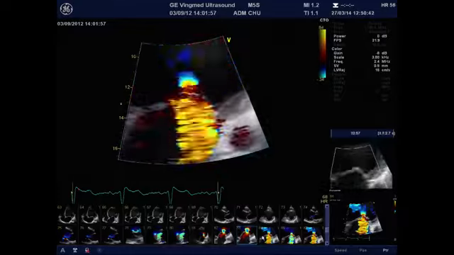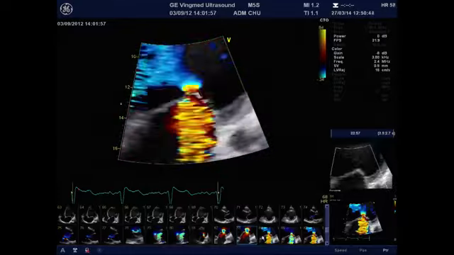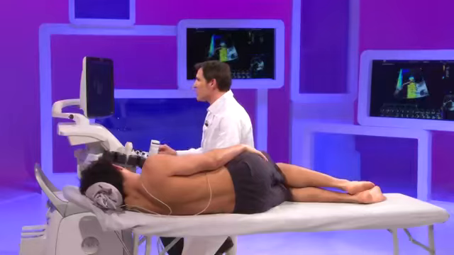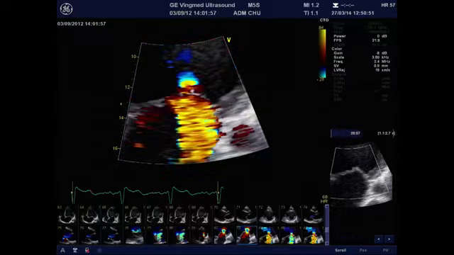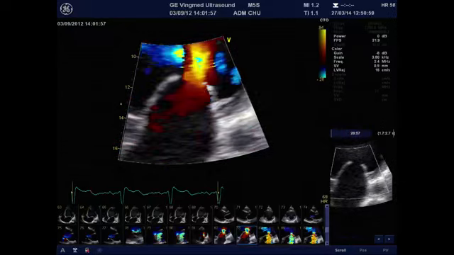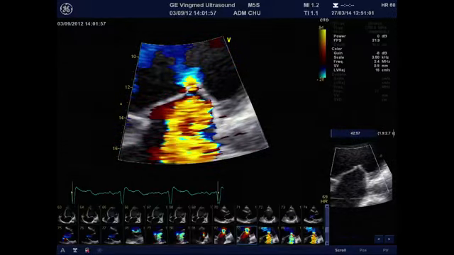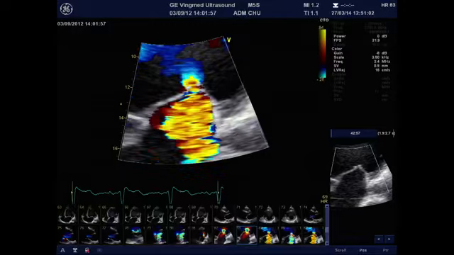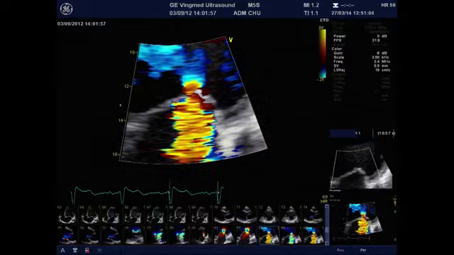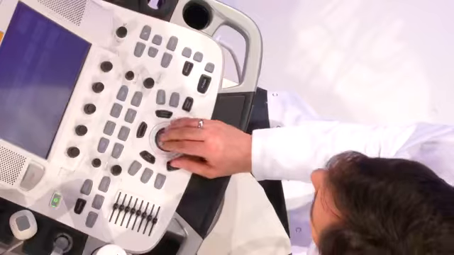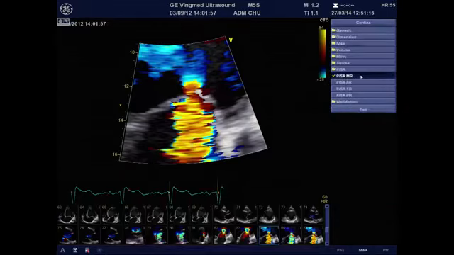And as you see here, I'm trying to acquire at least 3 beats, because like that you can freeze the image and you can scroll back to identify the base frame for measurement. And when you have the base frame for measurement, you can make the measurement. And in this situation, here is the PISA that we can obtain. And how we can do this now, you just go to the PISA here and you measure the PISA radius.